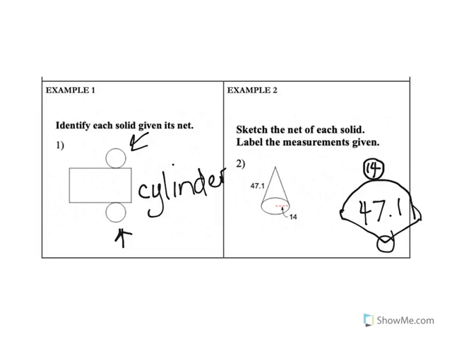But then it says label the measurements. So you would need to put the 47.1 for the part that forms the cone and the 14 for the base. And actually the 14 is only the radius of the base, so the whole base, the diameter, would be 28.